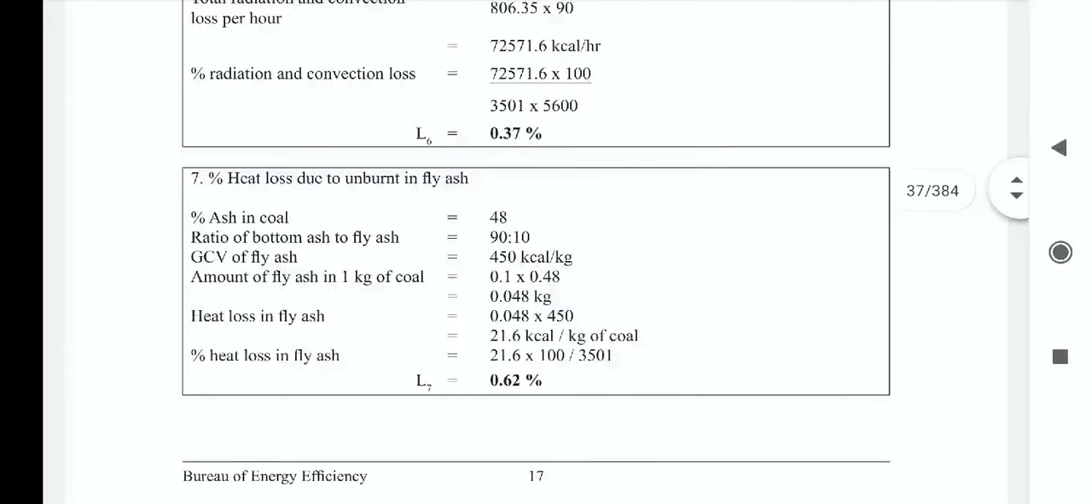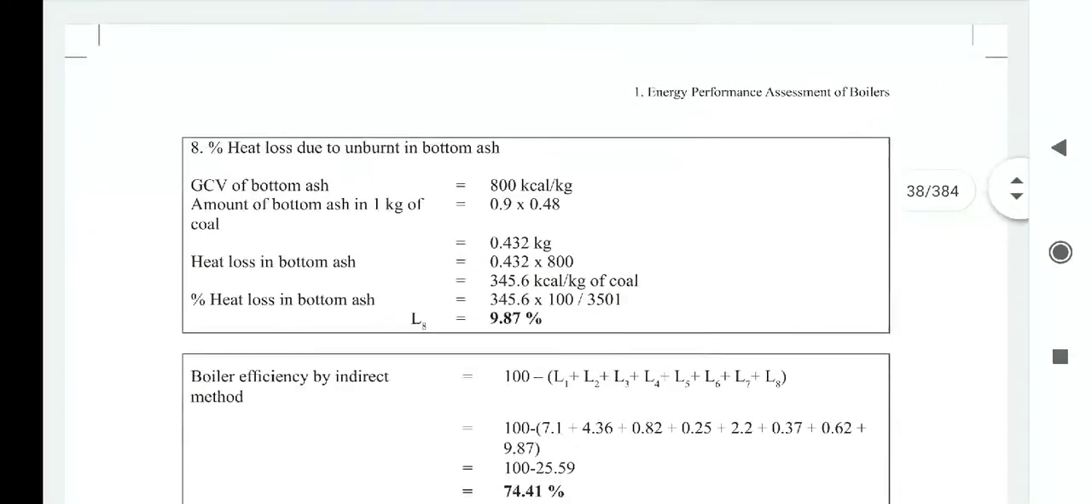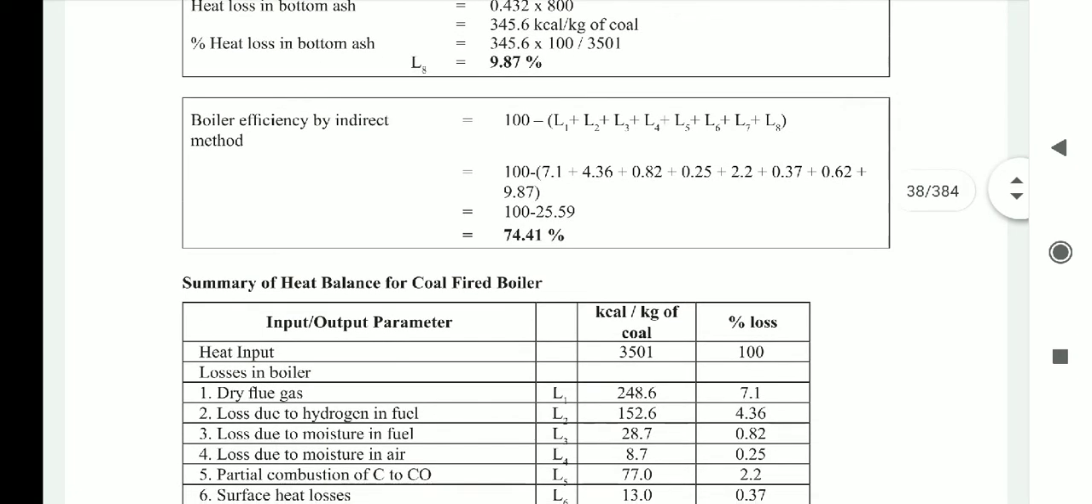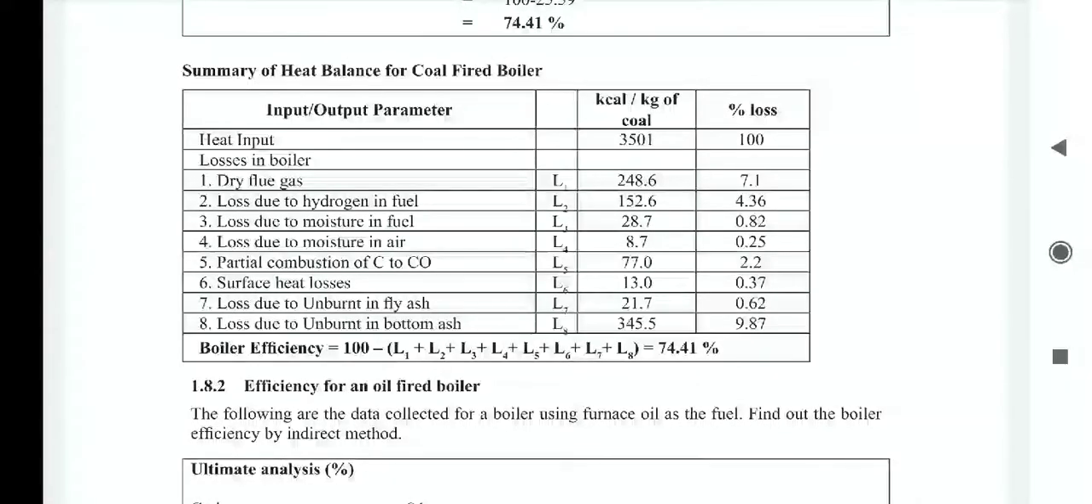Then heat loss due to unburned in fly ash, the small calculation we get 0.67%. And heat loss due to unburned in bottom ash, the small calculation we get 9.87%. And boiler efficiency by indirect method, 100 minus all other losses, we have 74.41%. And summary sheet. This is one problem. Next problem is oil fired boiler.